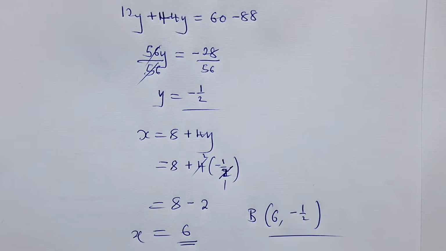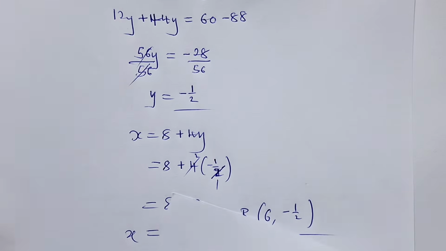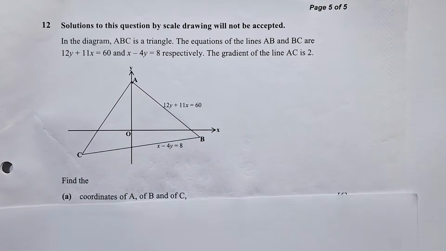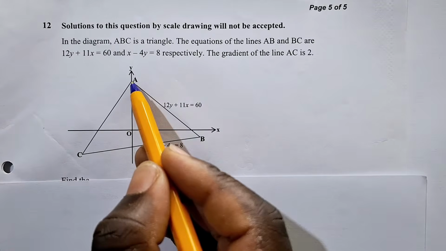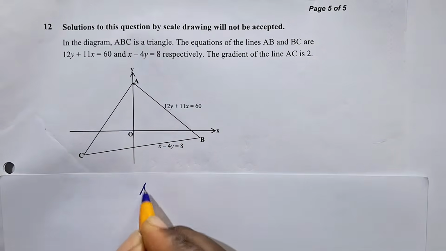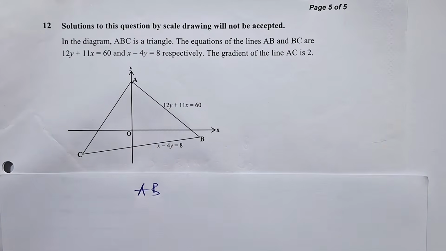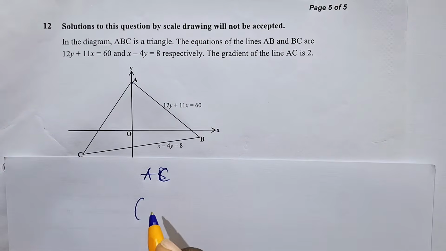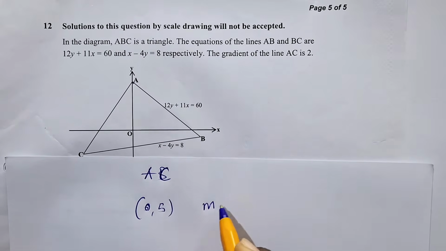We now go to the next question, the next point, which is C. For C, we're going to find the equation. We know the equation AB, but we don't know equation AC. So to find equation AC, you're going to use the coordinates at A and also the gradient, which is 2.